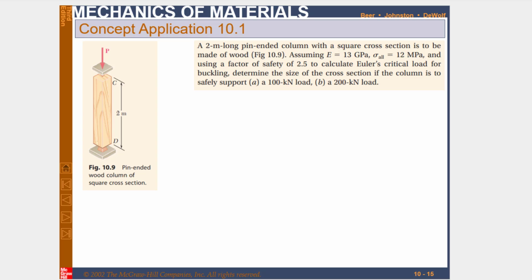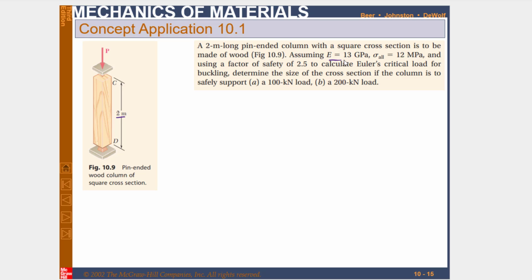Okay, so this is the problem. The statement of the problem is that a 2 meter long pin-ended column. You can see both ends are pinned, at point C and at point D, and the length of the column is 2 meters, with a square cross section, to be made of wood. So this column has a square cross section and it is made of wood.